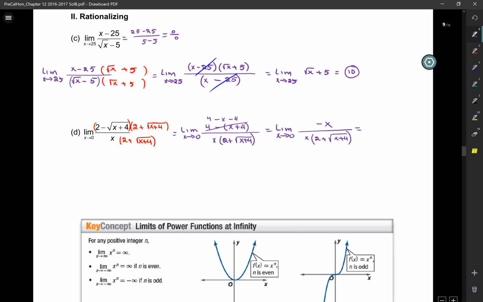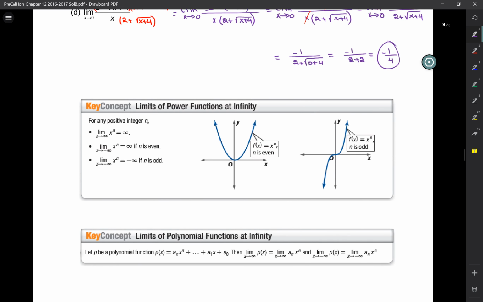Okay, what happens now? What can I get rid of? The x's. So in the numerator, I have a negative 1 over 2 plus root x plus 4. Now, can I plug in a 0? Negative 1 over 2 plus 0 plus 4. Negative 1 over 4. Right. As soon as you plug it in, you drop the limit.